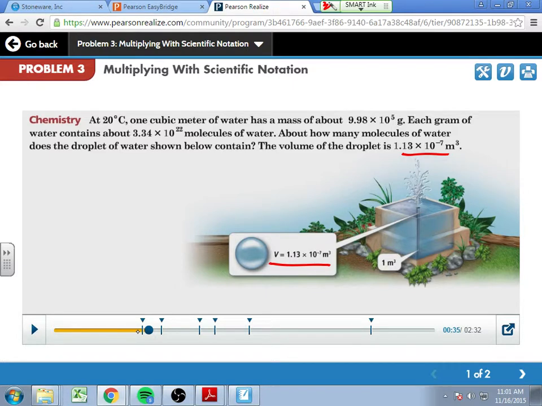we've got the volume of the droplet, right? Is it bigger or smaller than a molecule? Bigger, right? How do we figure this out? I'm confused on what they're asking. Yeah, I'm really confused. So we've got a mass.